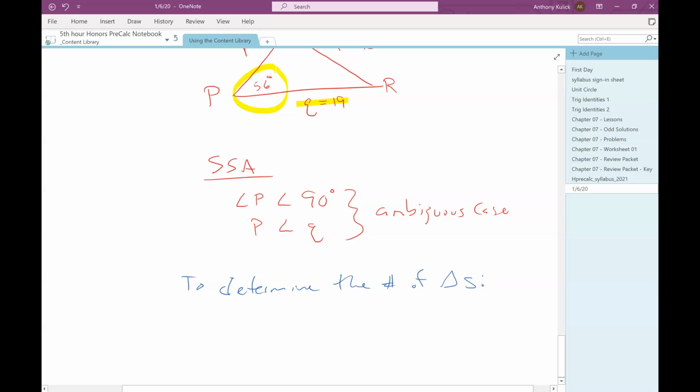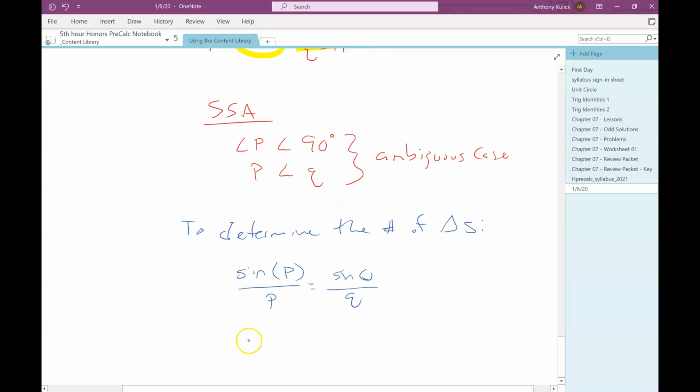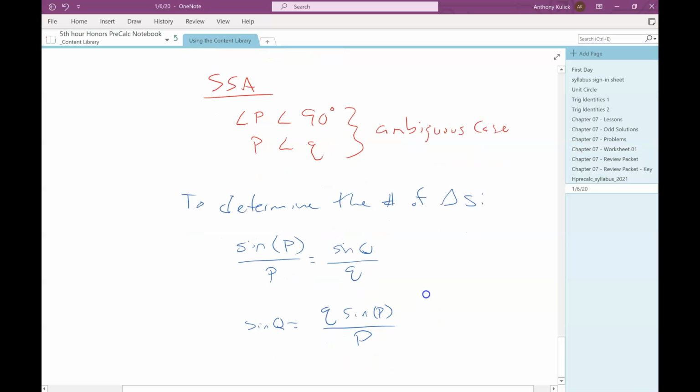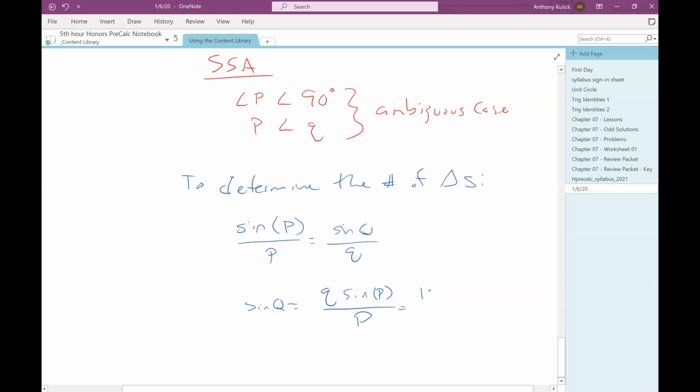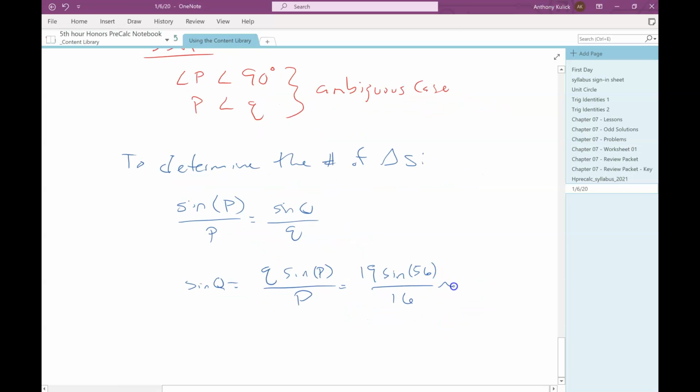So to determine the number of triangles, this is what we do. We set up a law of sines. So we have sine of P over side p equals sine of Q over side q. And if we cross multiply and divide to get sine Q by itself, that's what we're going to use to make that determination. So when I fill in these values and I type this into my calculator, I get 0.984.